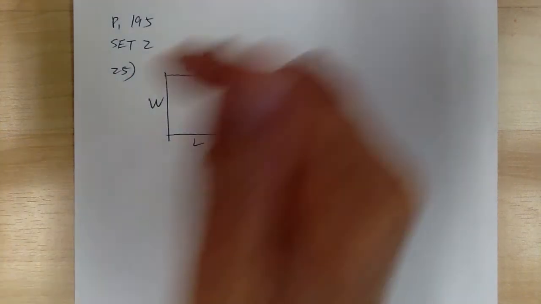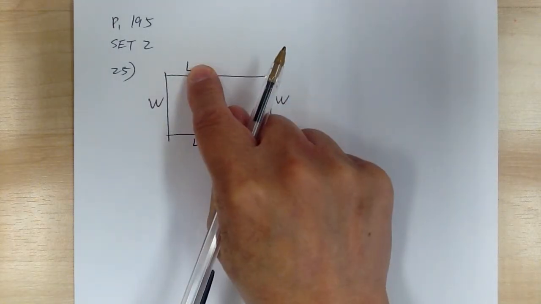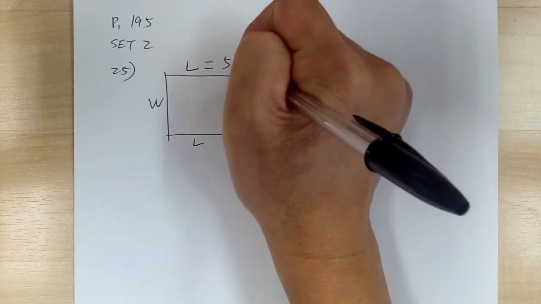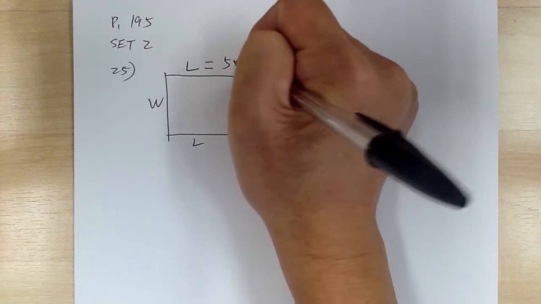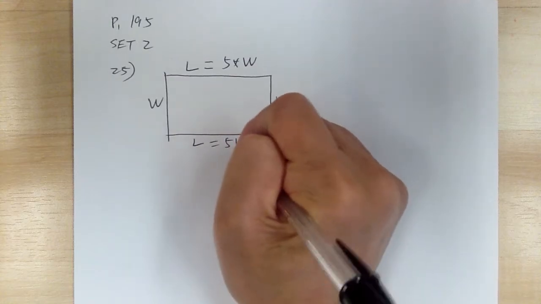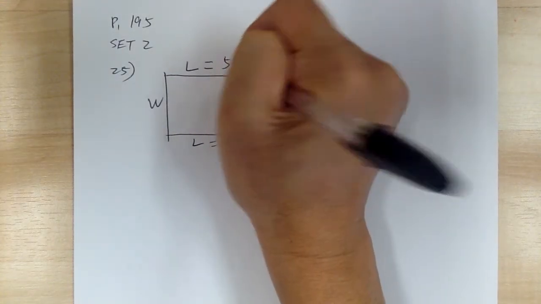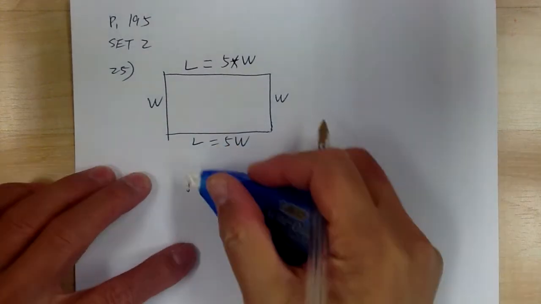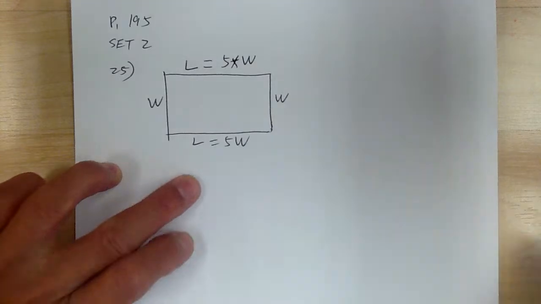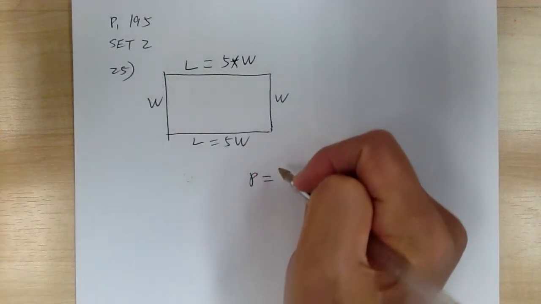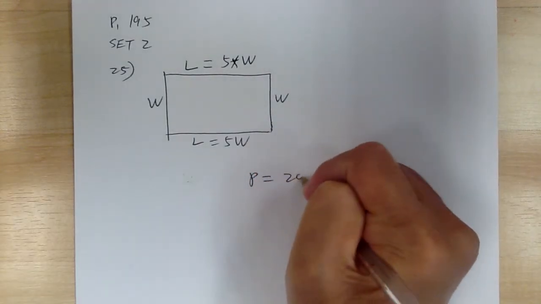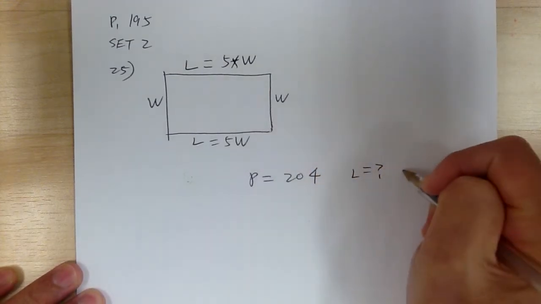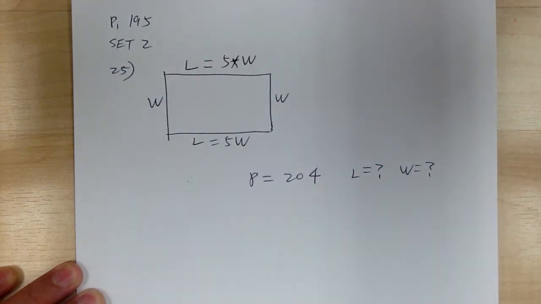Now you go back and read. It says the length, so that's L, of the rectangle is, means equal. 5 means 5. Times means times. Width means W. Okay, so that's that. Now it says, and its perimeter, so that's P. I need more space on the left hand side, so I'm going to write P right over here. So P equal to, the perimeter is 204. Find the length and the width. So find the length and the width.